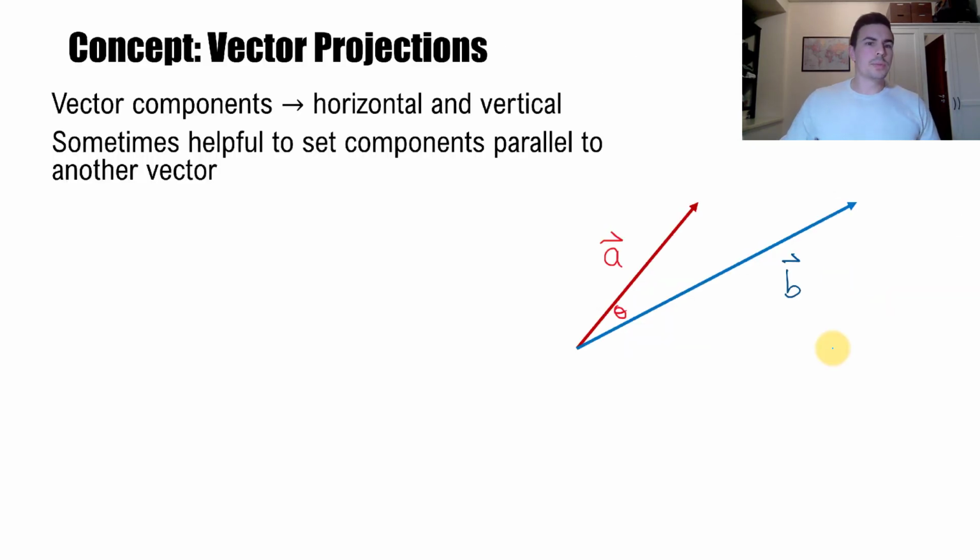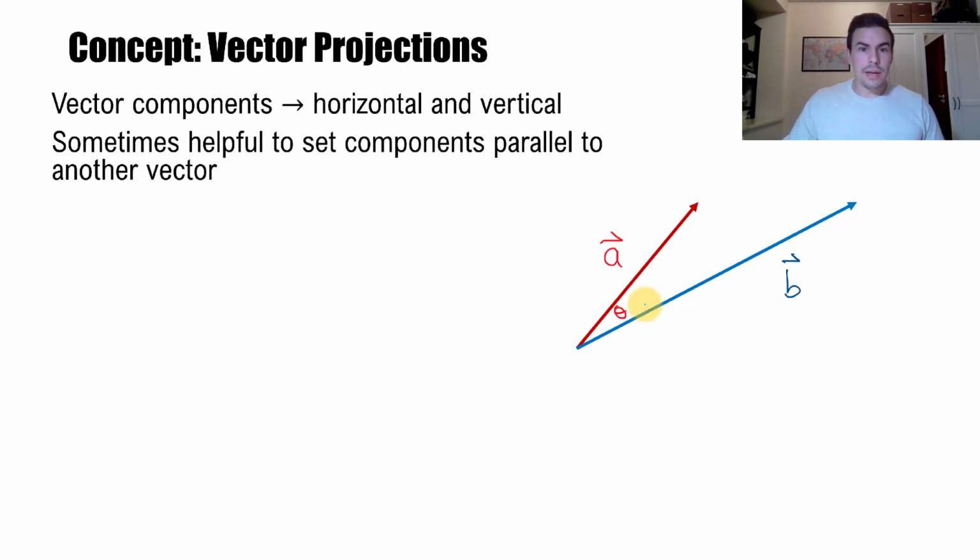Okay, so our vector projections, thinking of our vector components, right? We have horizontal and vertical components. However, sometimes it is going to be really helpful for us to set those components not just in the horizontal and vertical axes. So I wouldn't just say along the x-axis and the positive y-axis all the time, but it might be helpful to set our components parallel to another vector.